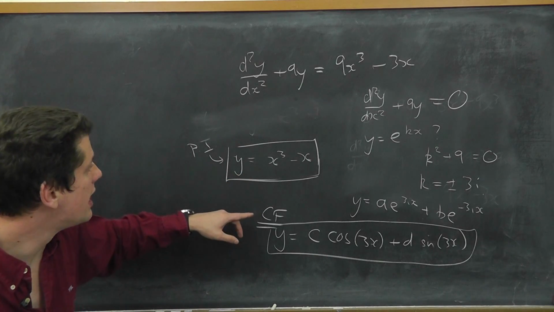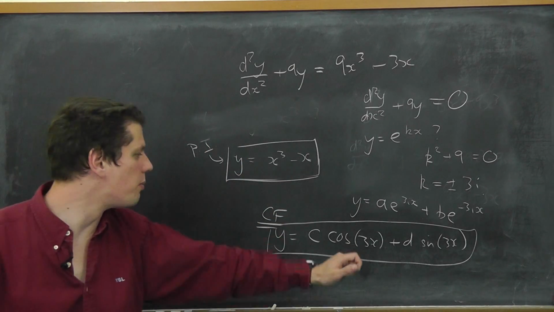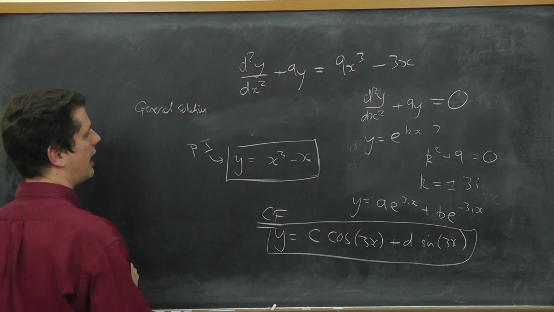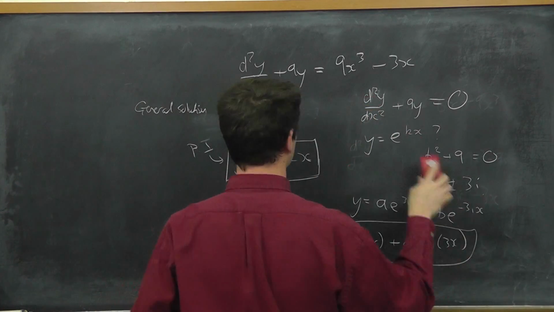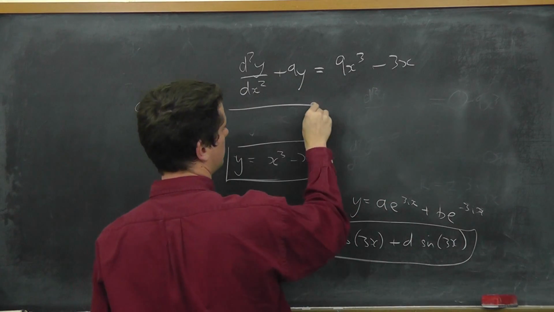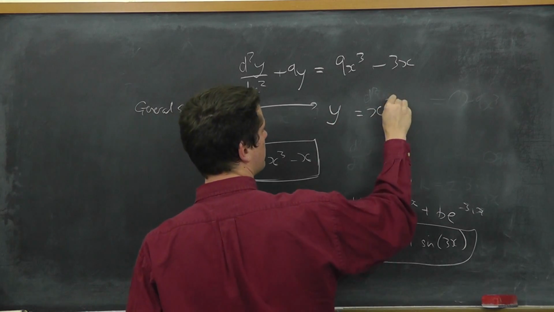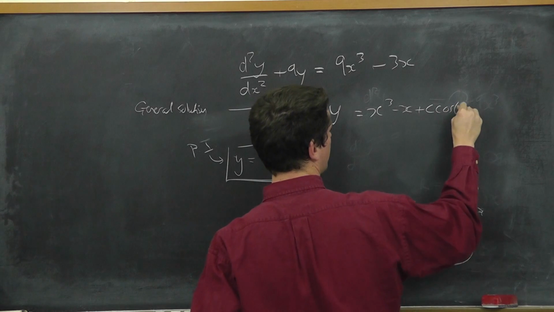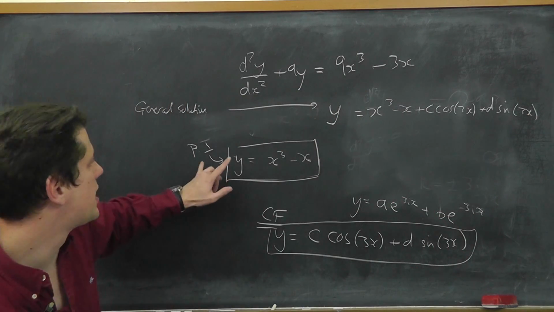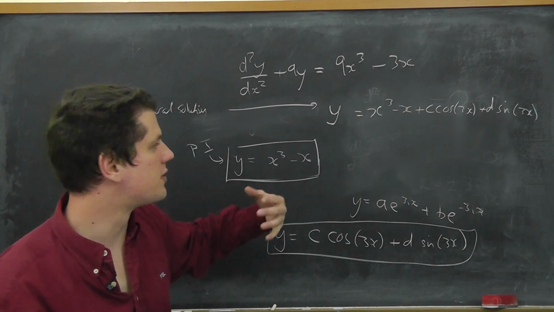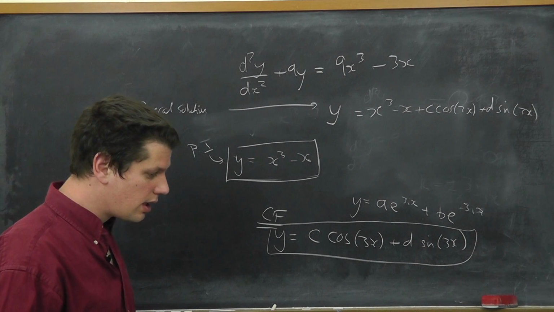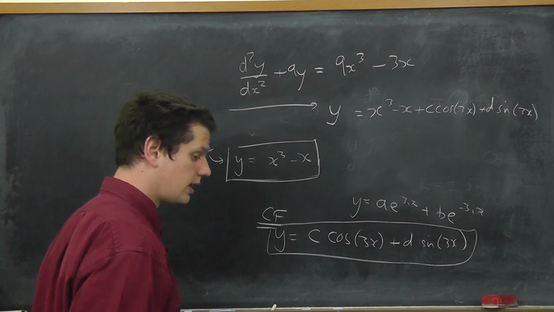So the general solution is what we get by adding the particular integral to the complementary function. So the general solution is y equals x cubed minus x plus c cos 3x plus d sine 3x. So the general solution is the particular integral plus the complementary function. And this gives us a two-variable family of solutions because we can take c and d to be any constant we like. So that's one example. Let's do another.